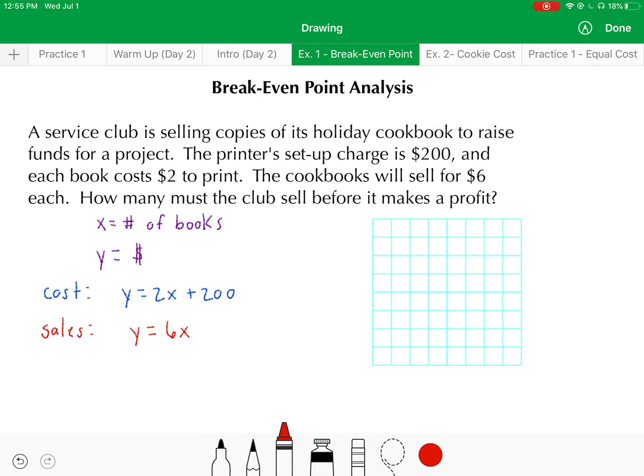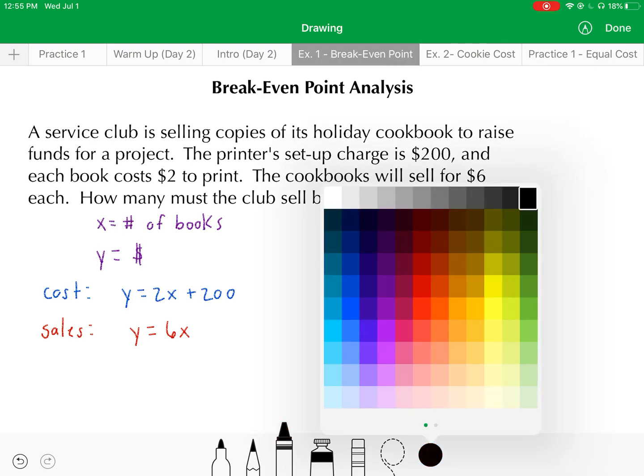Okay. All right. So now I want to graph this system to give you a nice visual of why this is referred to as a break-even point analysis. Both my equations are in slope-intercept form. I'm noticing the first equation, the cost equation, has a y-intercept of 200. So I'm going to have to scale my grid here accordingly, okay?